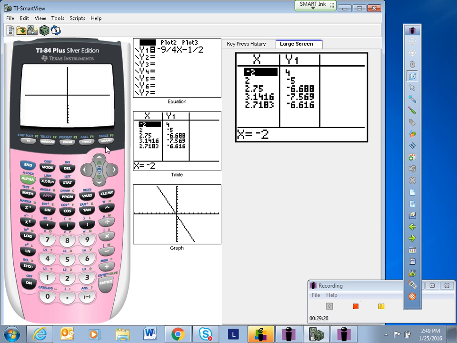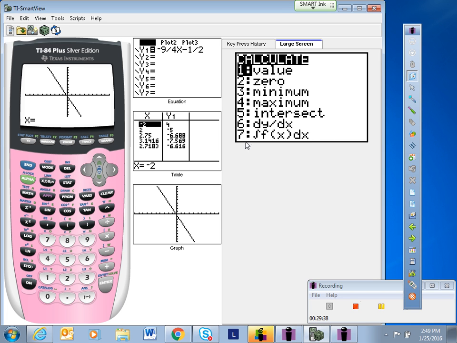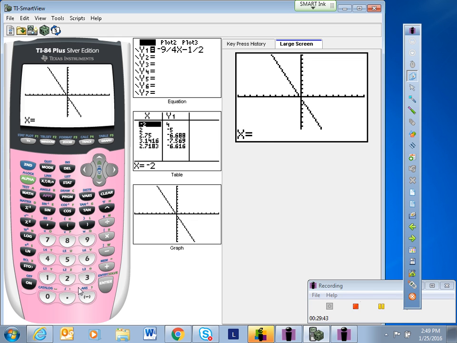You could also graph it, and then you could go second and calculate. What are you going to calculate? Value right there. Choose number 1. He says, hey, you give me an X value, and I'll give you a Y. So negative 2, what was negative 2? 4, right? And then positive 2. And look, I don't have to go second and calculate again. I just go down there and press that 2, and then it will tell me that it's negative 5.